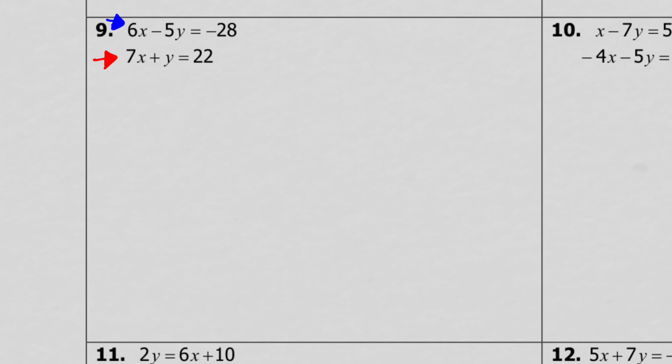If I'm looking at this and I have a 6 attached to this x, that means I have to divide. I have a -5 attached to this y, that means I have to divide if I solve for that one. I have a 7 attached here to this x, I still have to divide. But this y right here has a 1 attached to it because I can't see it, right? So I want to solve for that y because I have less work to do to solve for that variable. So what I'm going to do is I'm going to subtract 7x from both sides to isolate my y.